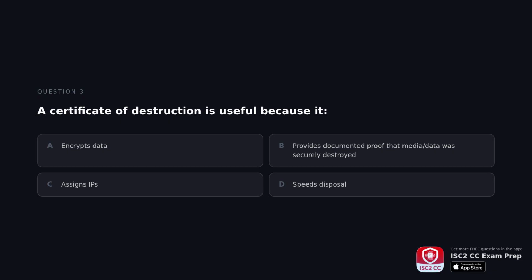A certificate of destruction is useful because it: A. encrypts data, B. provides documented proof that media was securely destroyed, C. assigns IPs, D. speeds disposal.